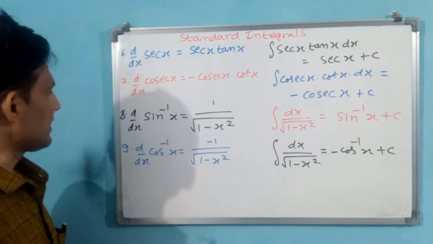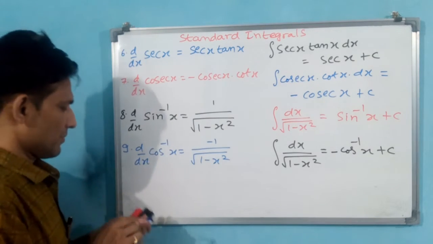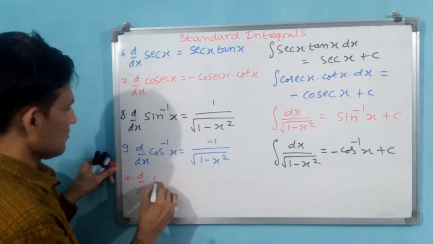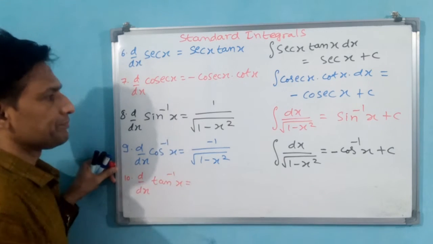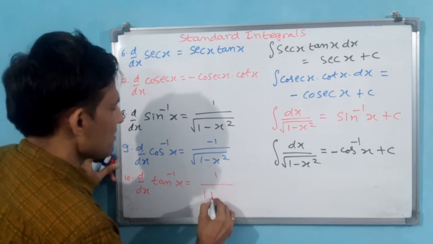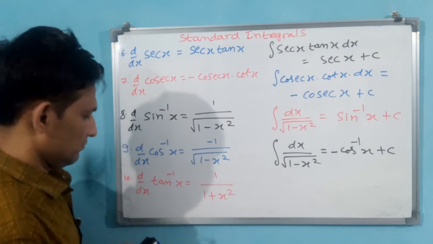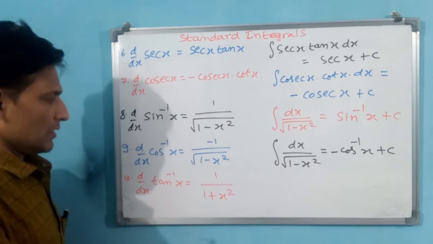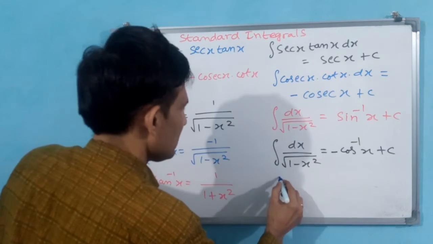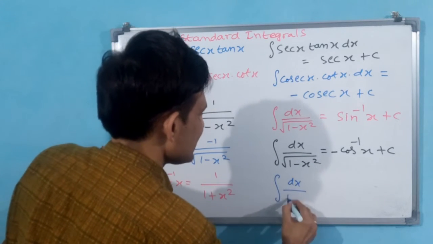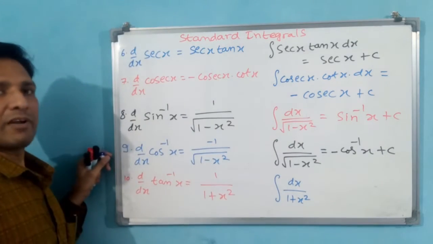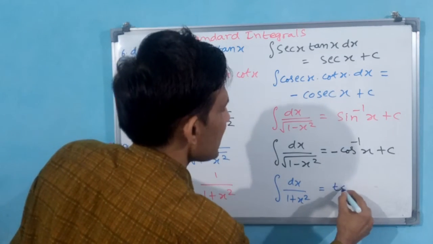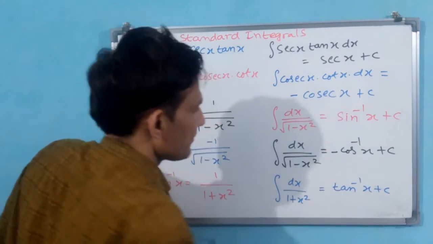Let us go for tan inverse x. D by dx of tan inverse x is 1 by 1 plus x square. Then you go for integrals: integral of dx by 1 plus x square. Why? Because 1 into dx is equal to tan inverse x plus c.